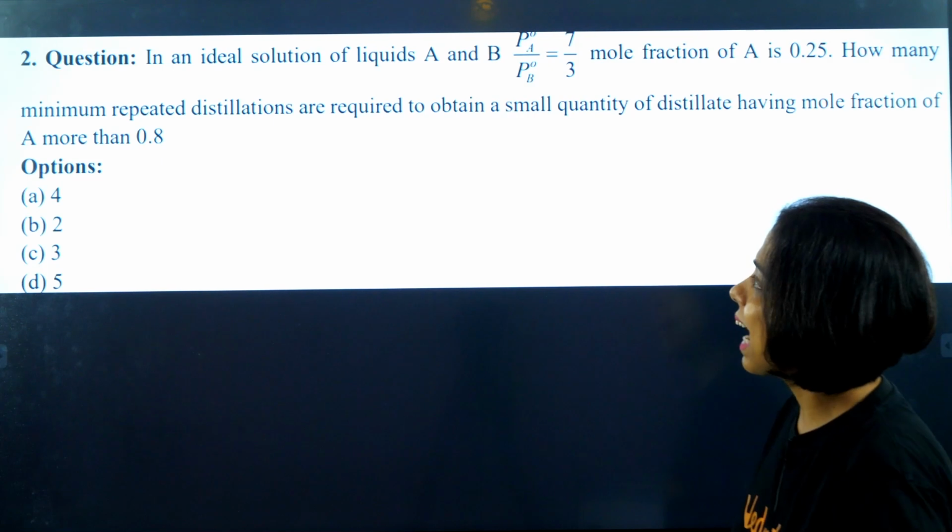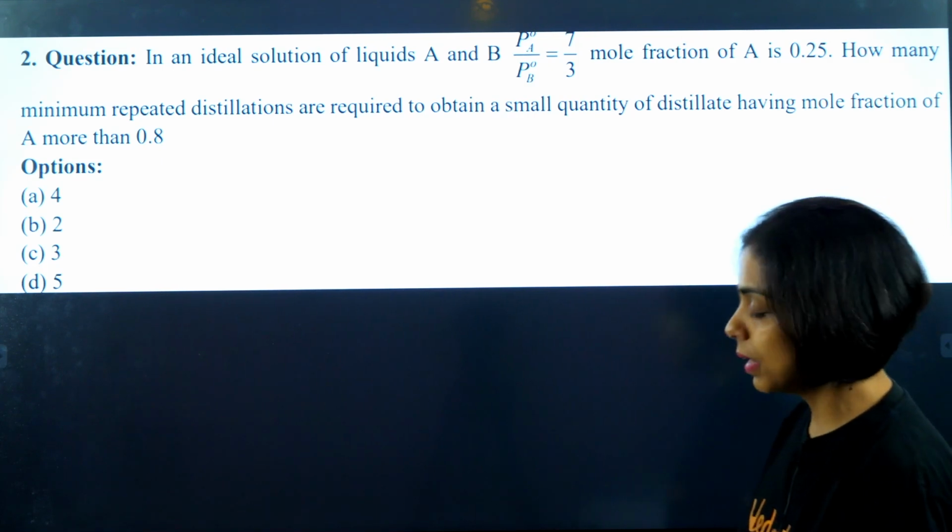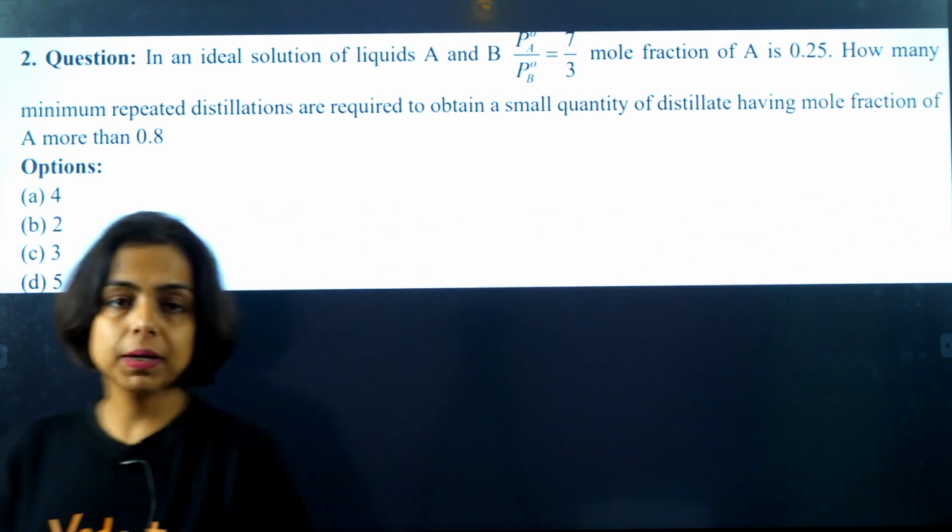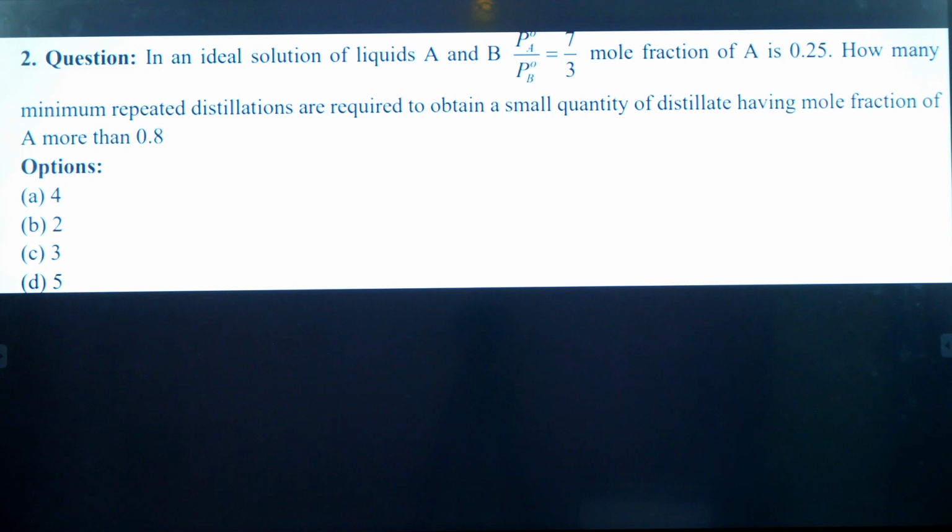Question number 2. In an ideal solution of liquid A and B, P naught A upon P naught B is 7/3. Mole fraction of A is 0.25. How many minimum repeated distillations are required to obtain a small quantity of distillate having mole fraction of A more than 0.8? Now this question, I will say, is a bit time consuming, guys, right? This question is a bit time consuming.